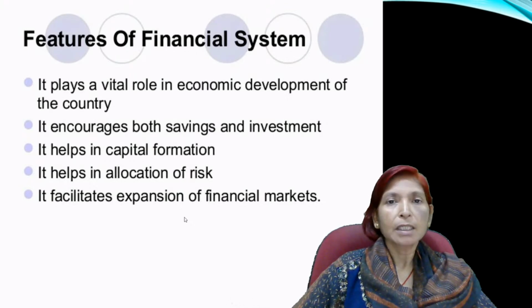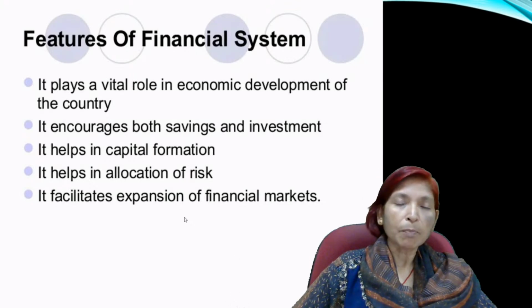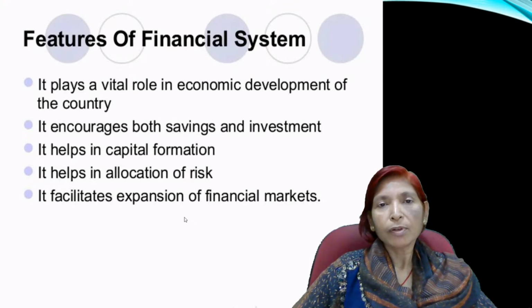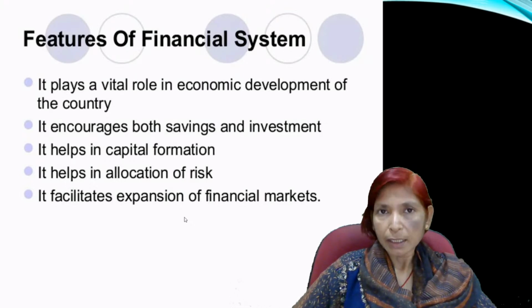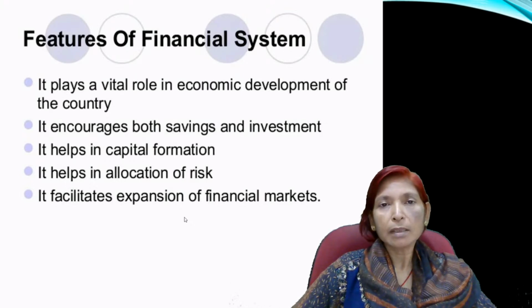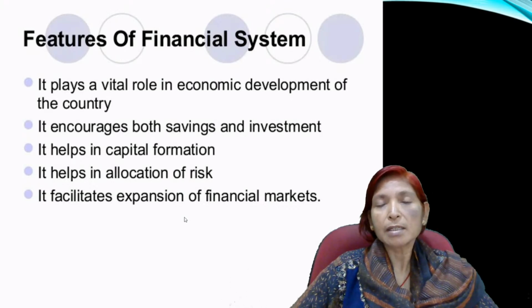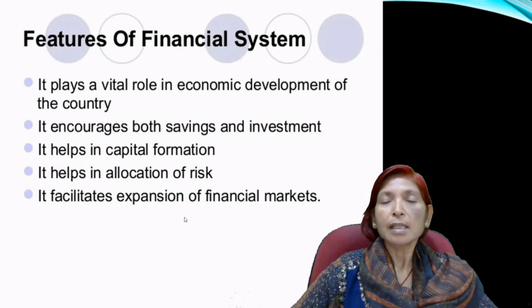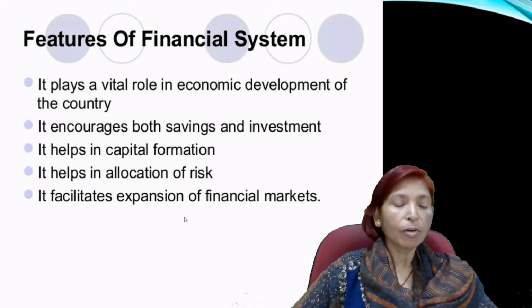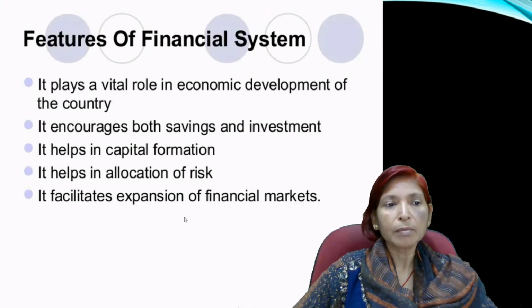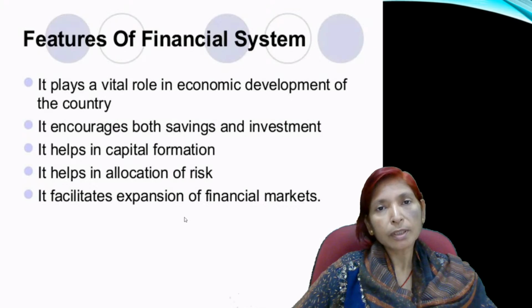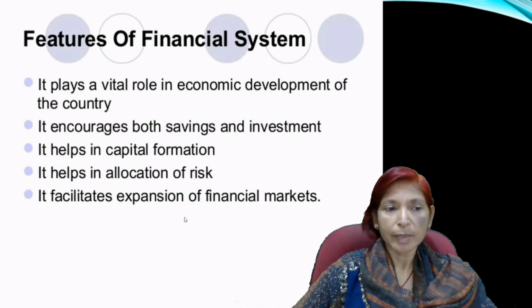We know that in India, some people are in the grip of poverty. They are living below the poverty line. And how can they break their vicious circle of poverty? Because we know that poverty breeds itself, and the poverty circle can be broken with the help of capital formation or investment. So the financial system encourages both savings and investment.